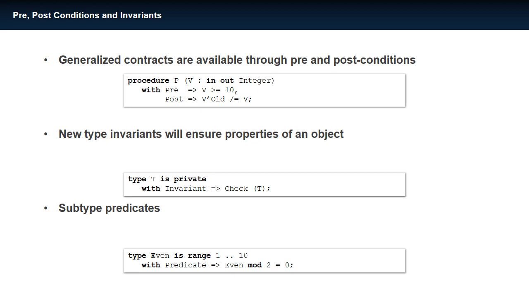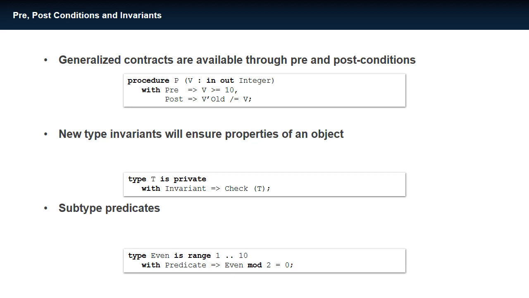Another type of contract can be applied to types. This is similar to the ranges we saw on types earlier, but more complex and more general. An invariant can be applied to an object which can check boundary constraints for encapsulated types. And a subtype predicate can capture generalized constraints on an object in order to verify its state. In the example at the bottom of the slide, we can see that we are creating a type called even with a range of 1 to 10.